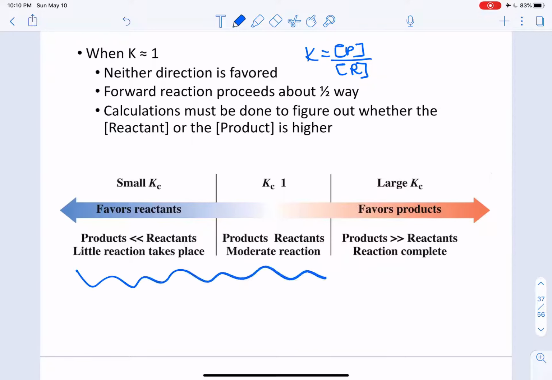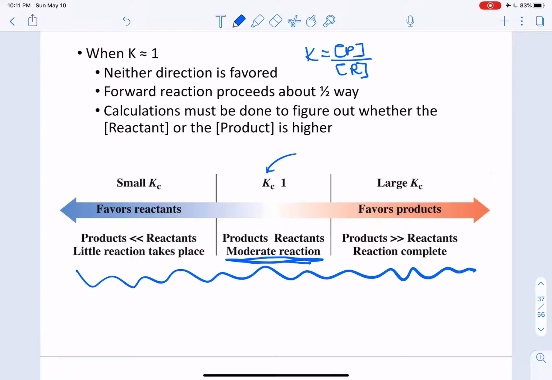Here's a handy dandy little diagram for you guys. And we'll notice that when K is about 1, it says you have a moderate reaction. You get about equal concentrations there. And don't worry that this says K with a little c subscript on it. The little c just means concentration. It's not a big deal. You'll see that sometimes. Sometimes you'll see EQ down there for equilibrium.